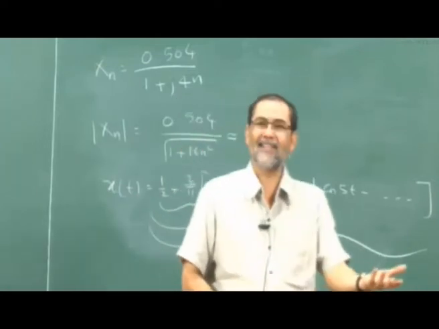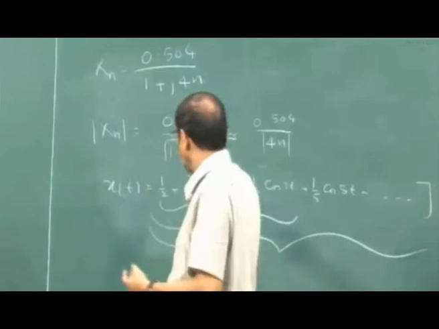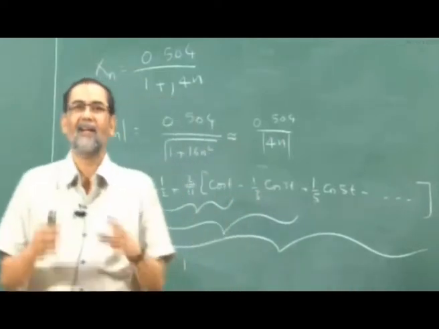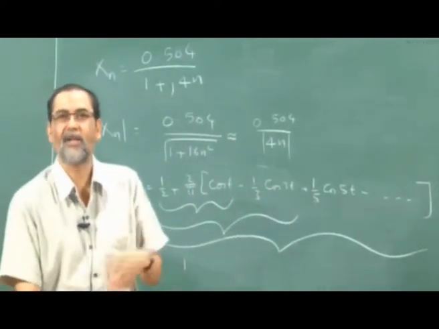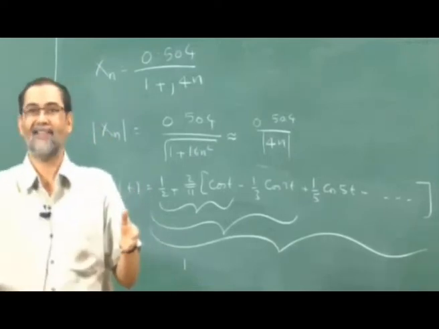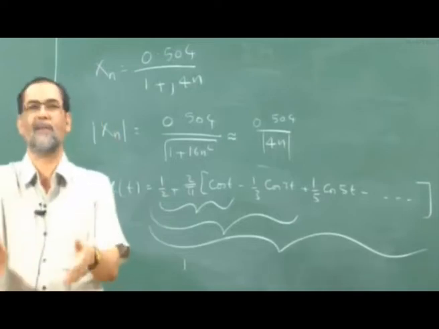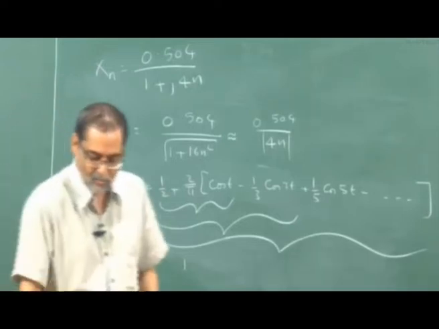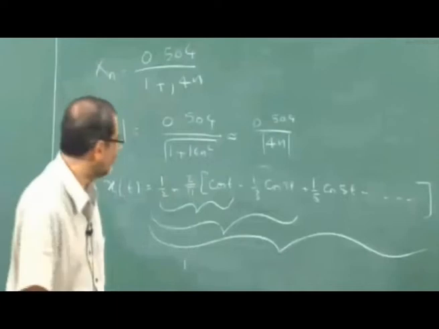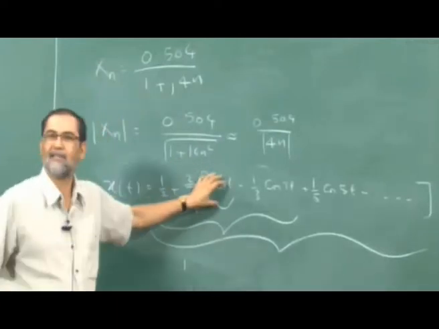You can see that no matter how many terms you take on the right hand side, you will never converge to x of t everywhere. If you take 50 terms, it converges to x of t 50 times. So then in what sense is this equal to this?